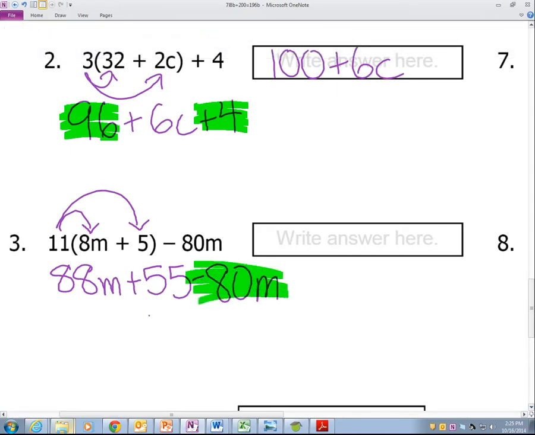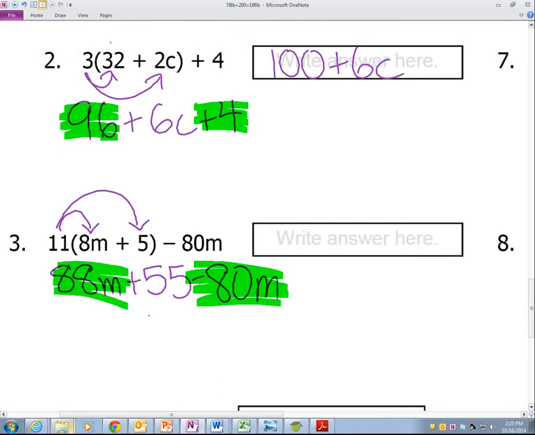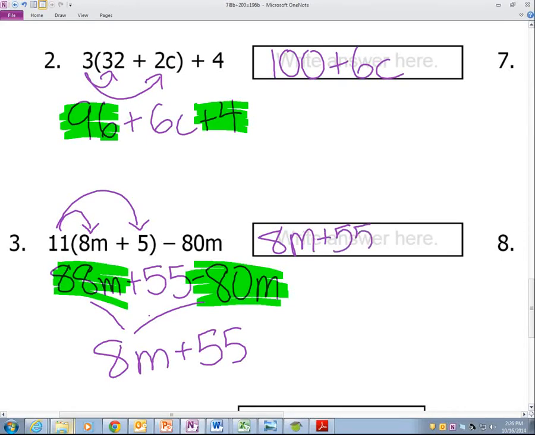I'm taking the sign with me. That's a negative 80. No, because it's a positive 88m minus 80. You got to take the sign with it.